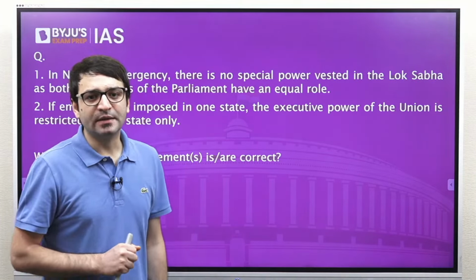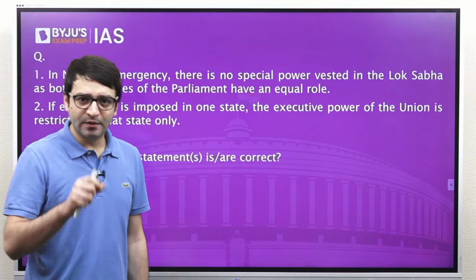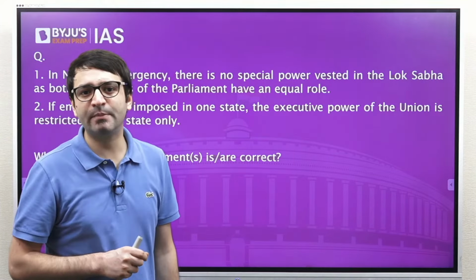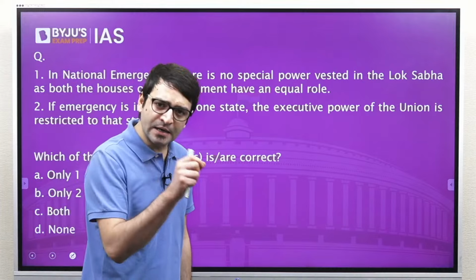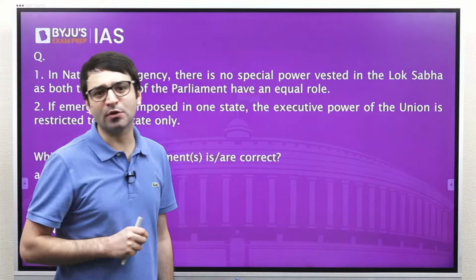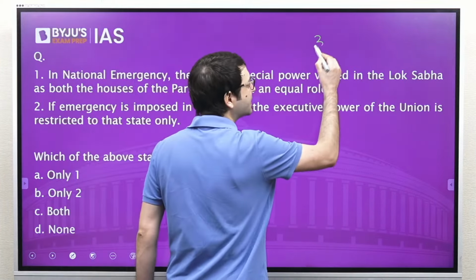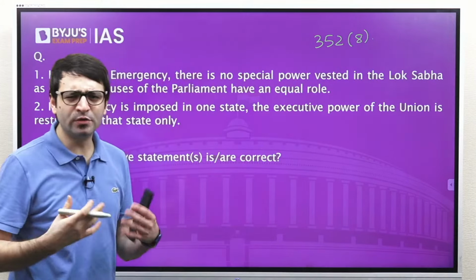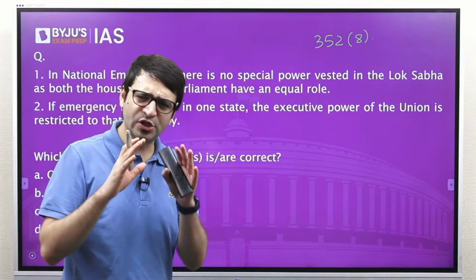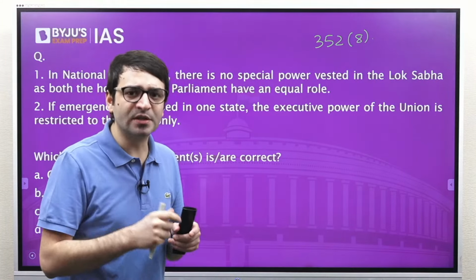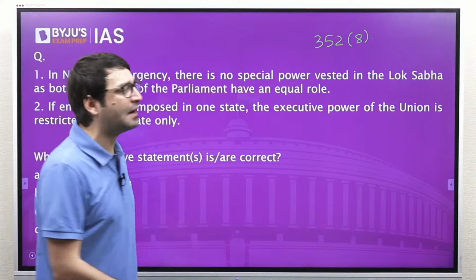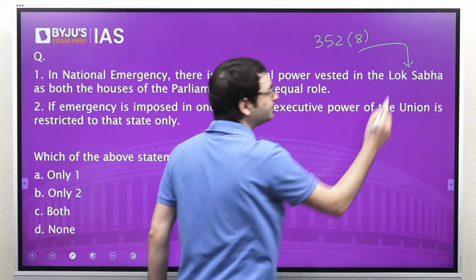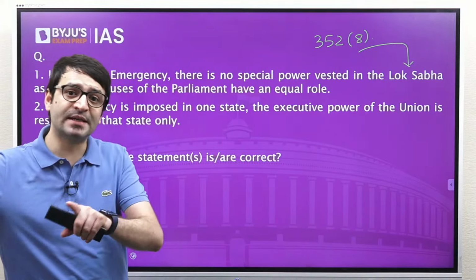But the year was 1978, when 44th Constitutional Amendment Act was passed. Another article was added to the Constitution. Another clause was added called Article 352, Clause 8. You don't have to remember these article numbers, just understand the concept. And the concept is there is a special power given to Lok Sabha. Lok Sabha is given a special power.